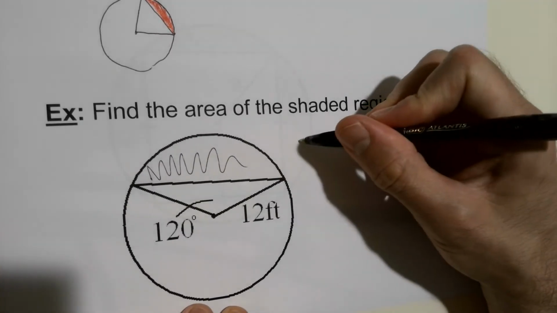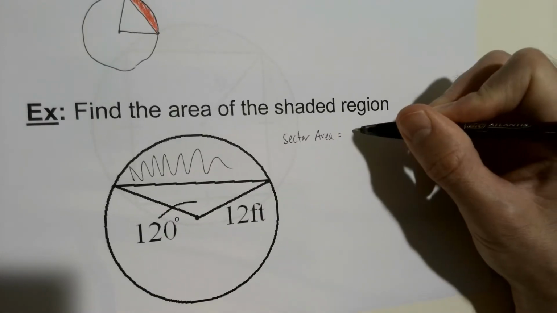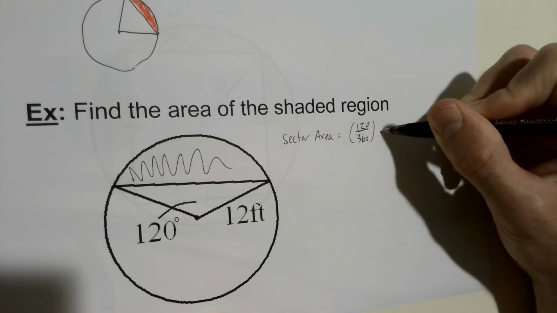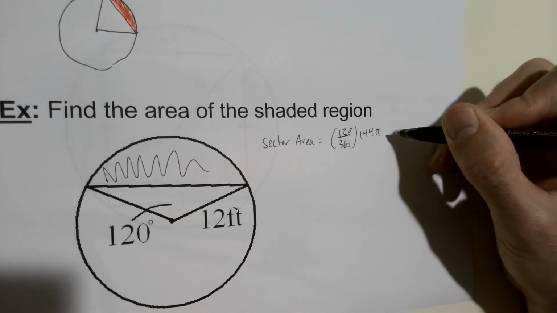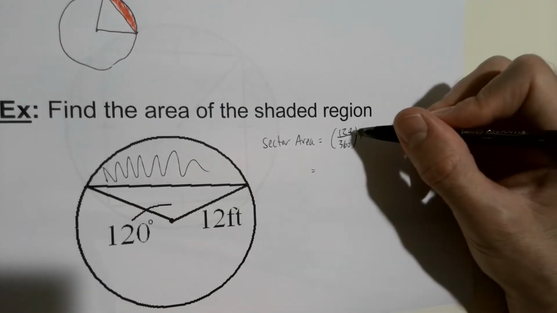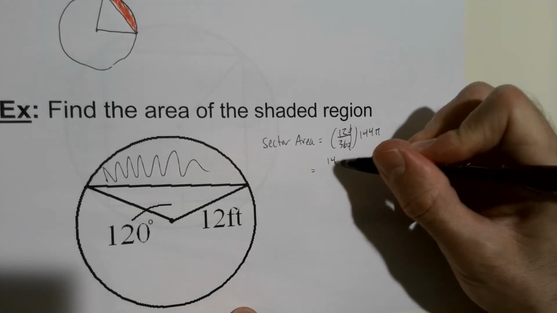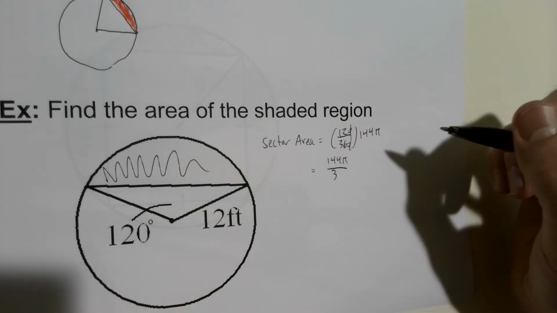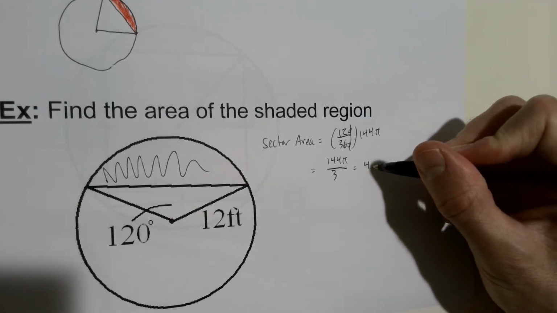And so I'm going to look at the sector area. It's angle over 360 times pi r squared. Okay, so I'm just going to reduce that as much as I can for now. So 12 over 36 is a third, so 144 pi over 3. And what's that going to go into? I forget off the top of my head. 48. So that'd be 48 pi for the sector.